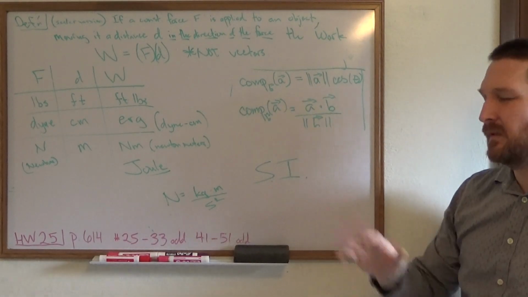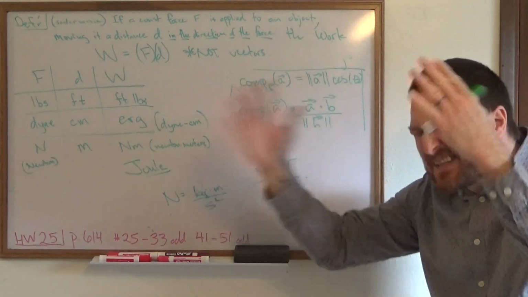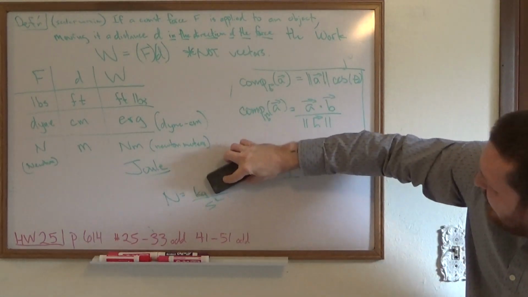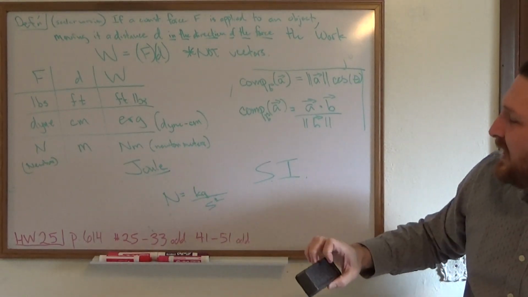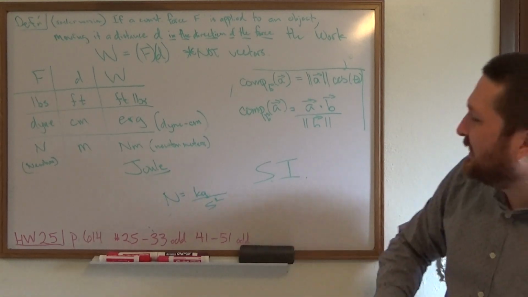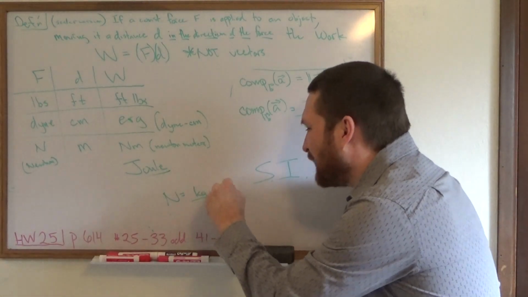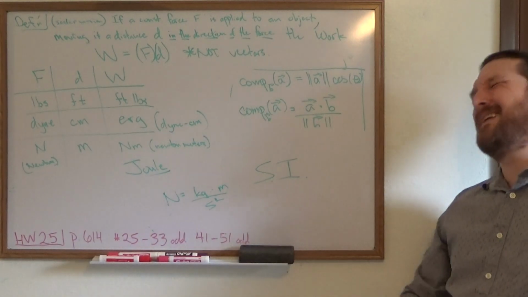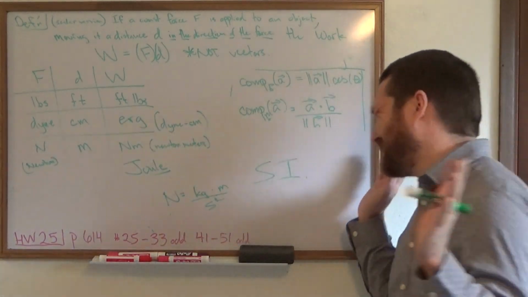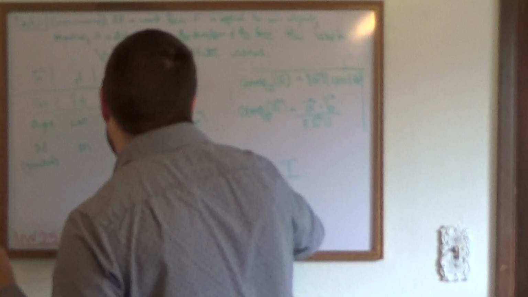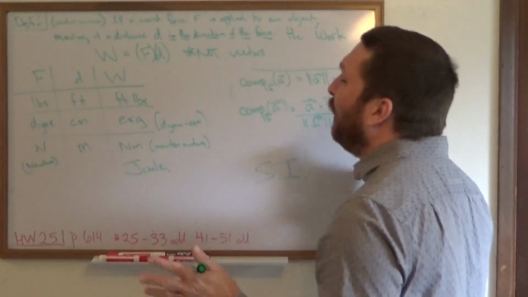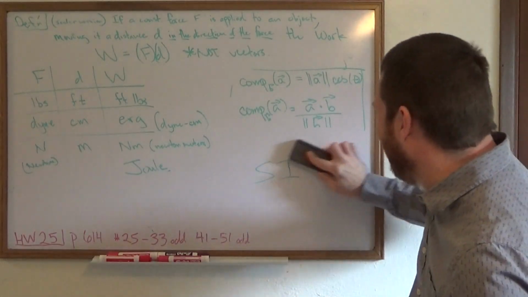Kilogram meter per second squared is a Newton. And then kilogram meters squared per second squared is a joule. Something like that. That's a way to think about it. I'm sorry, I should have looked this up right before we did this, or as I was writing the notes, but I didn't. Whatever, that's a joule, okay?